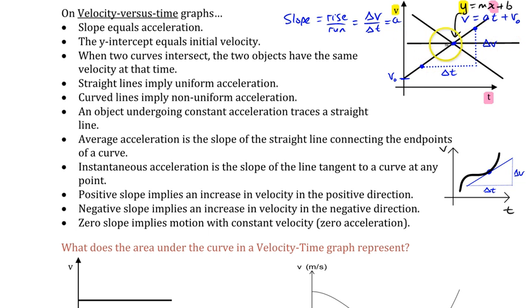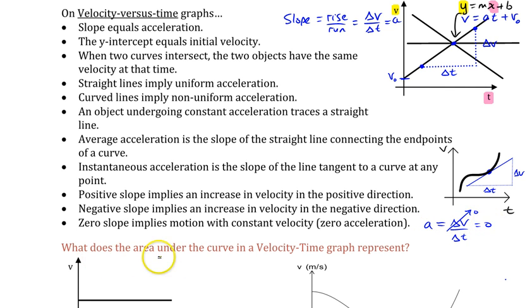If the line is above the axis, then that means you are moving at constant positive velocity. If the horizontal line is below the x-axis here, then that means you're moving at constant negative velocity. And remember that constant velocity means zero acceleration, because acceleration is the change in velocity over the change in time. And if the velocity is not changing, then the acceleration must be zero.